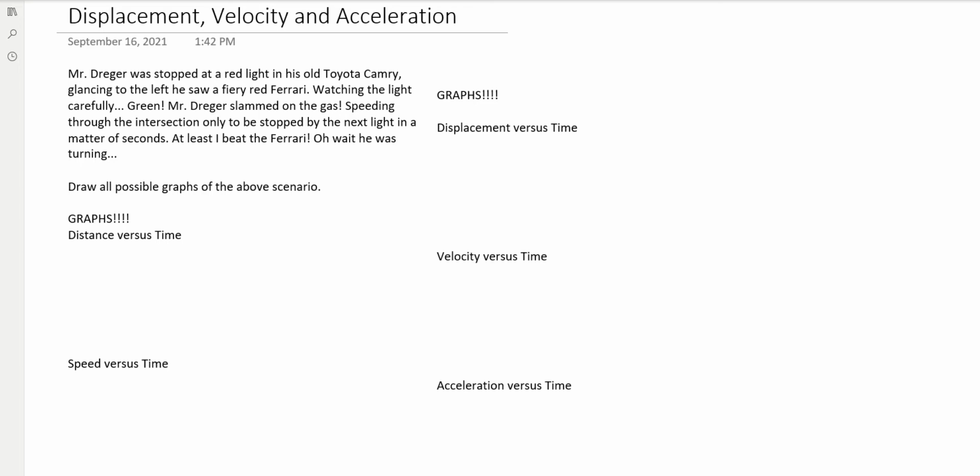So we're looking at all the different types of graphs that are related to these different topics, these scalar and vector quantities. All right, here is a situation. We're going to draw all possible graphs of the above scenario, and hopefully by drawing all the graphs, we're going to get some idea of what the graphs can possibly mean. We'll talk about it afterwards, but if you pause the video right now, try your best to draw this, and then press play when you're ready.